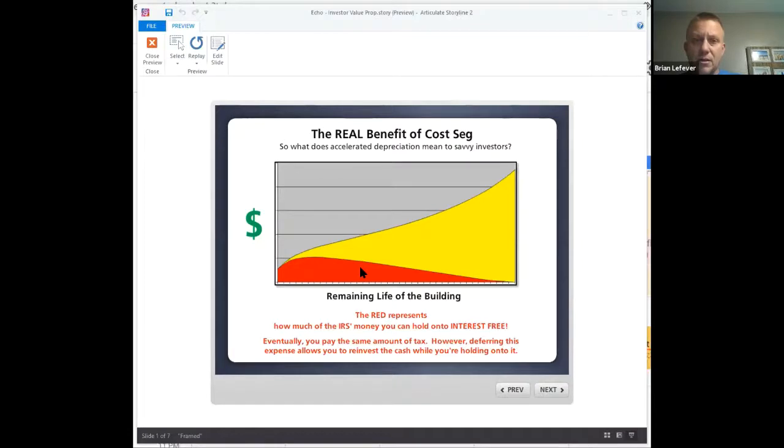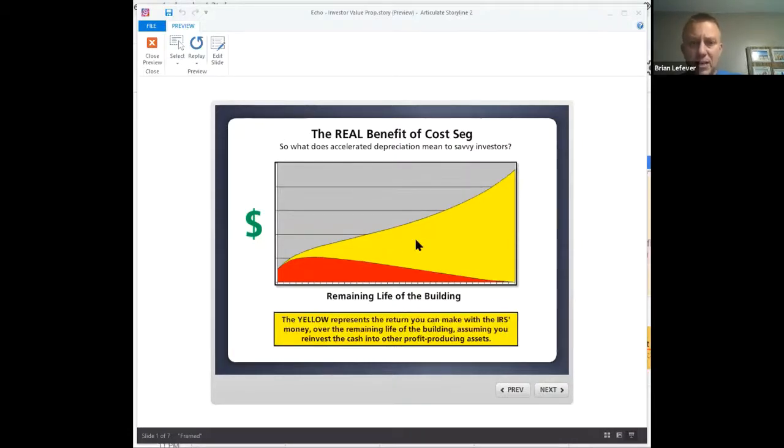It's a loan. The yellow represents your return on that money you're holding on to interest-free while you have the money. We always use a very conservative internal rate of return of 6%. If you're a decent real estate investor, you should be well above that. But that's what you're seeing here. This trend line is actually parabolic. It's compounding interest. So if you can hold on to their money interest-free and pay it back over the remaining life of the building, you can take that 25 grand or 50 or 100, whatever it is, that money you're saving in taxes, and reinvest it.